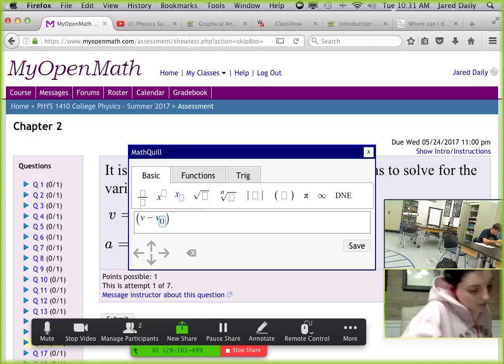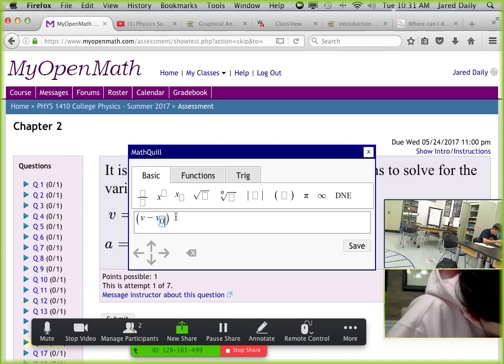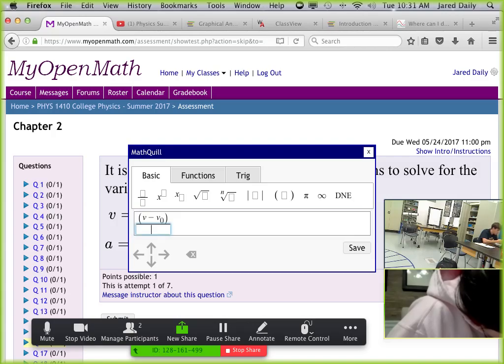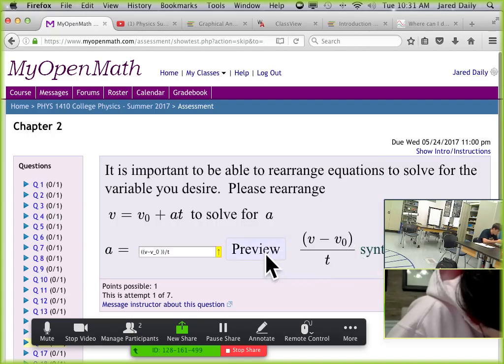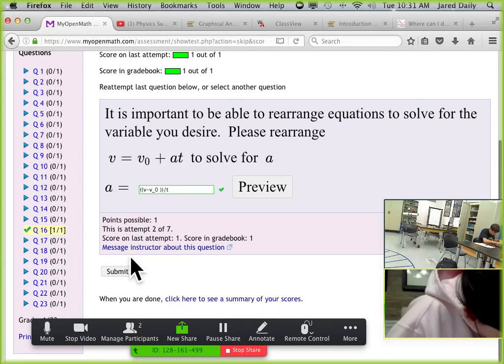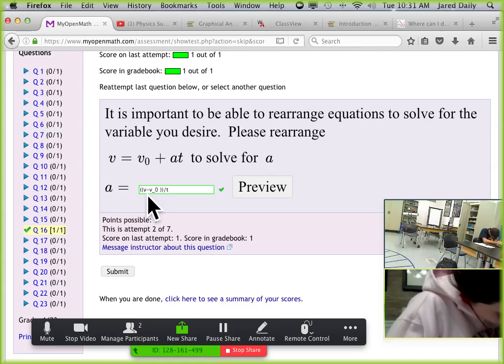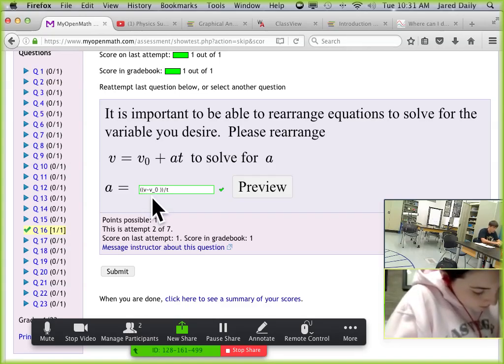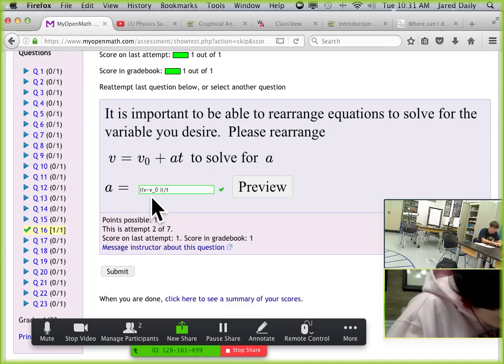And then we'll just do it divided by T, and that's what you had, right? Let's see if it works for me. V minus V naught over T, submit. So let's see here what they've done. They've done double parentheses, and I don't know why. That must be why it's wrong. That's the only thing that's different.